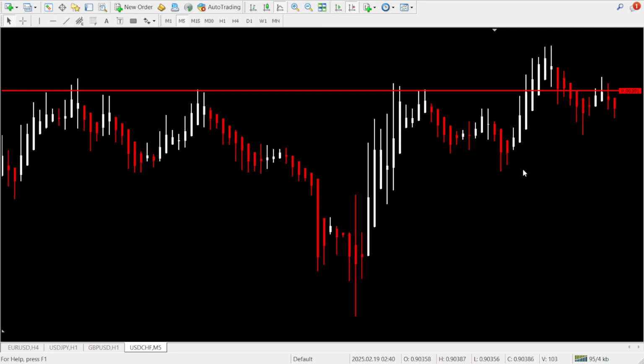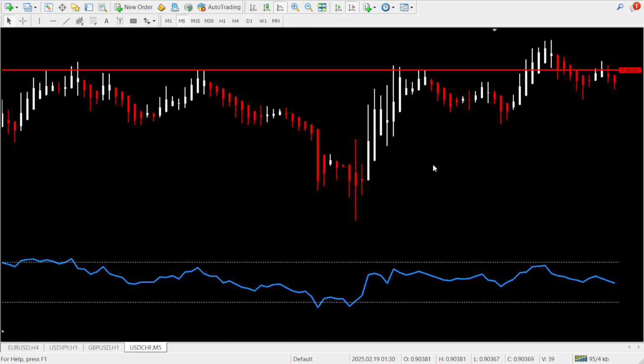Now, while Heiken Ashi is a powerful tool on its own, combining it with other indicators can help confirm your trades and improve your success rate. So you can use indicators like the RSI, to measure whether the market is overbought or oversold, right? And this can help confirm if the trend is likely to continue or reverse.